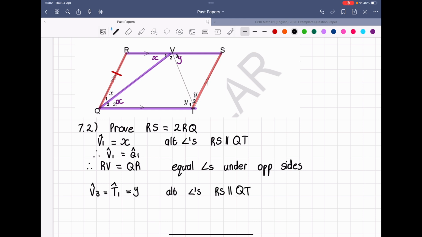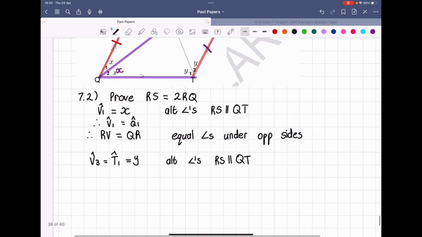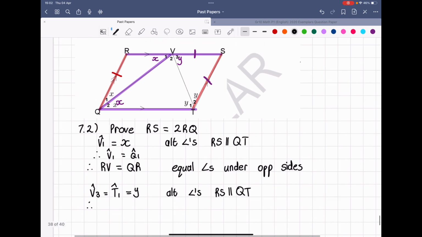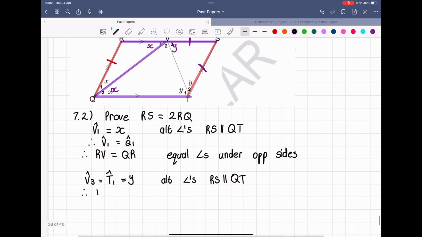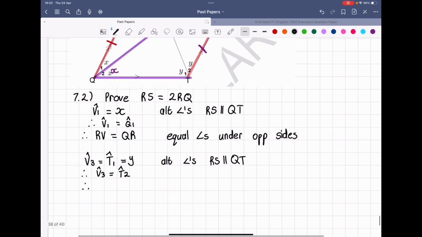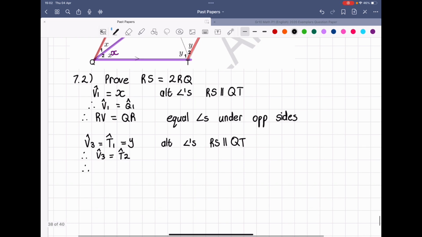And then I can do the same thing. I can conclude that this line is equal to this line because of equal angles under opposite sides. So therefore, first I'm going to say that V3 is equal to T2. And then I can say that ST is equal to SV.